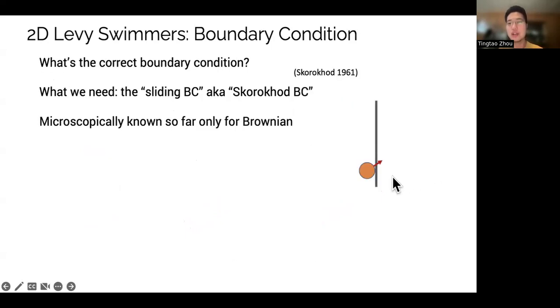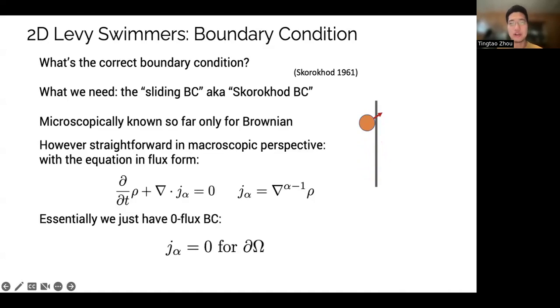As we mentioned, the real physical boundary condition for the bacteria should be a sliding boundary condition, right? So when the bacteria hits the wall, it's going to slide along the wall. Although this is trickier microscopically, for our problem where we're dealing with the macroscopic fractional diffusion equation, that's actually simpler, because that just corresponds to a zero flux boundary condition.